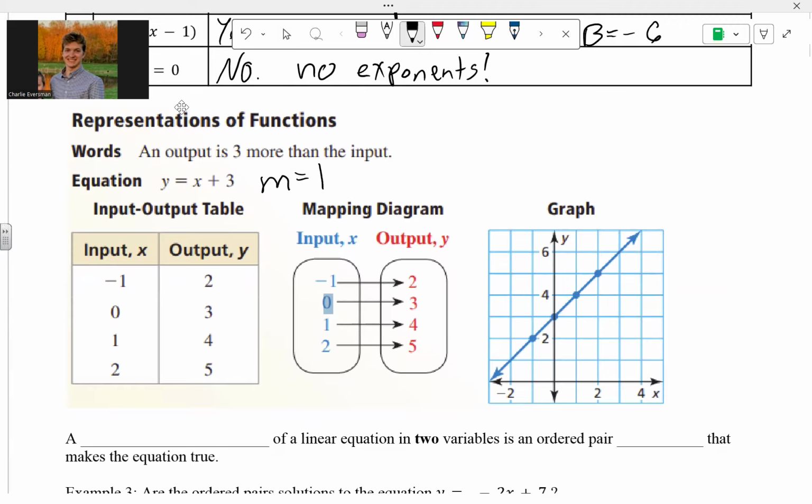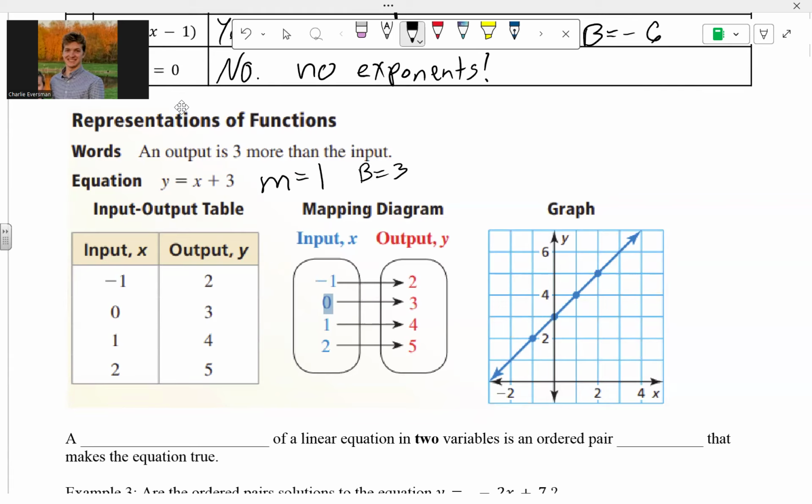And it's just 1, right? Because it's mx. How many x's do I have? How many things am I multiplying by x? 1. I've got 1x. B is 3. And then we can represent a function in all three of these ways. So with an input-output table, with a mapping diagram, with a graph.